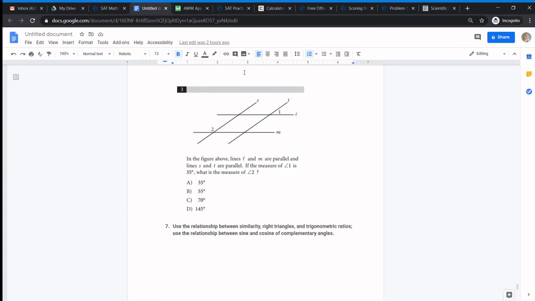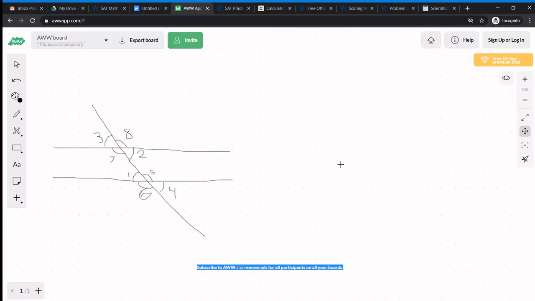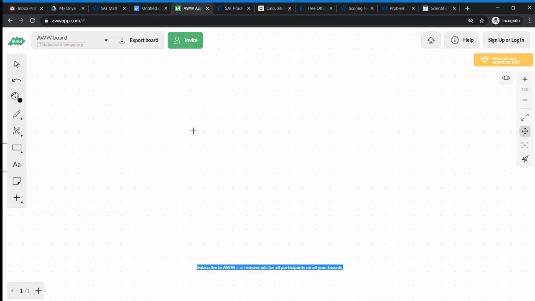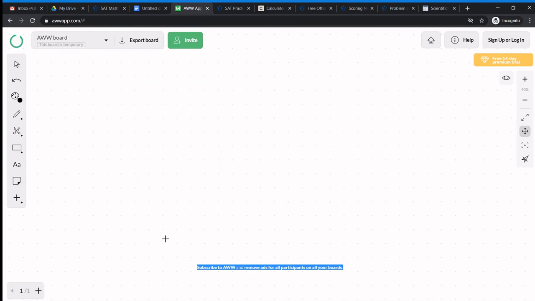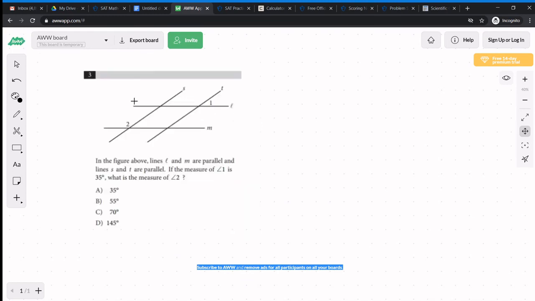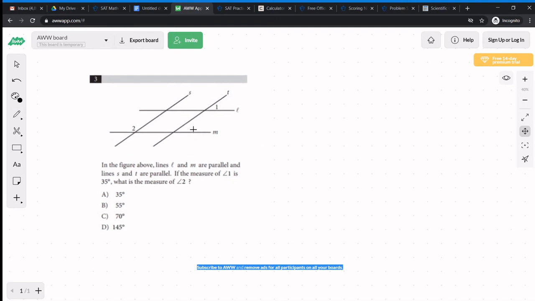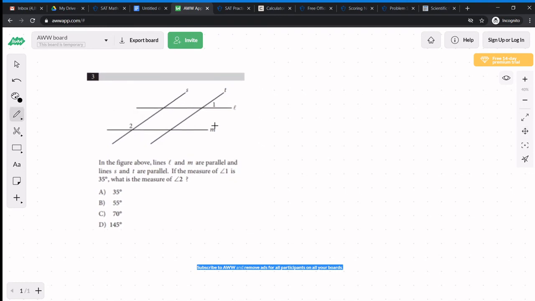And let's look at this. In the figure above, lines L and M are parallel. L and M. And then you draw the parallel marks on. That signifies them being parallel. The measure of angle 1 is 35 degrees. What is the measure of angle 2? Alright. And S and T are parallel too.